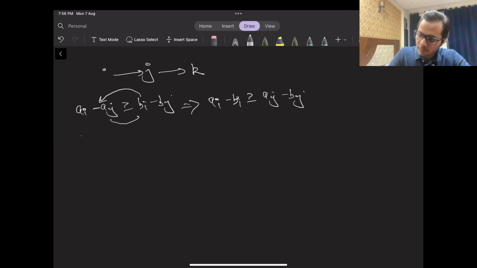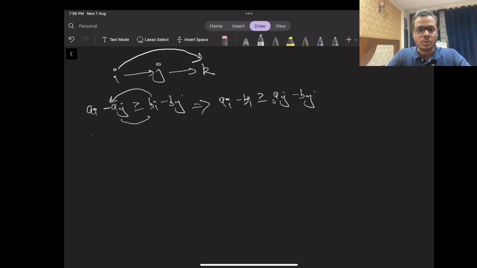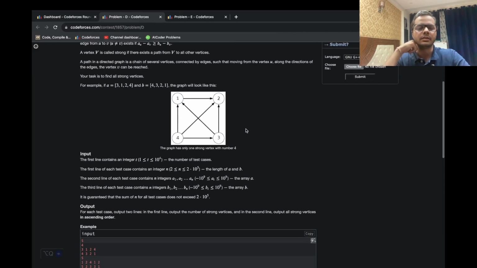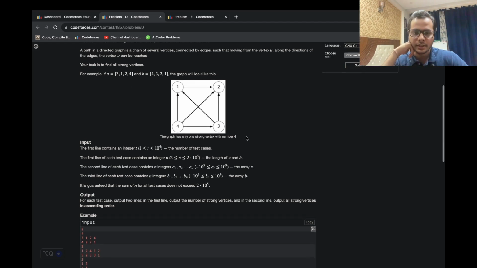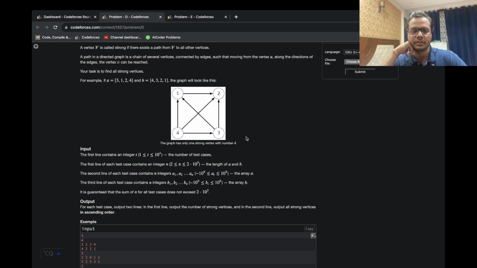Okay, cool. What I mean by that is basically we can sort all of them by their values of AI minus BI, and the element which has the greatest value will have an edge to all the other elements.